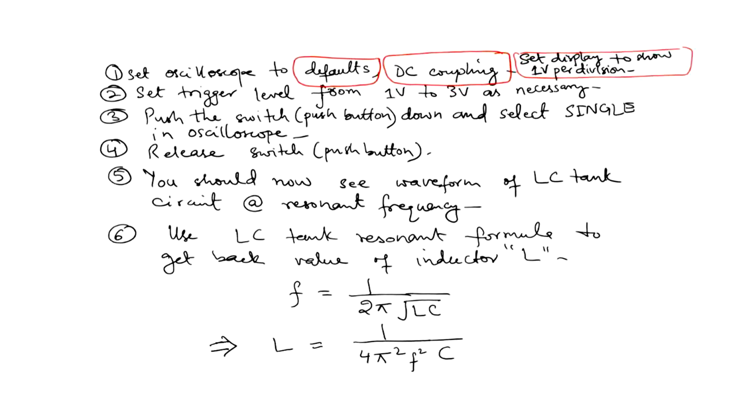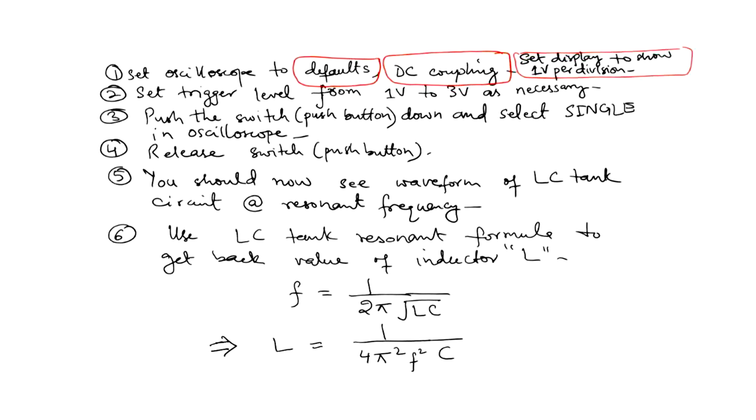Number 1, you have to set the oscilloscope to the defaults. The coupling should be DC, and the display should show 1 volt per division. You can first set the oscilloscope to auto, let it find the signal, and then scale it down to show you a bigger picture of the waveform. You don't want to see any noise signals in terms of millivolts.